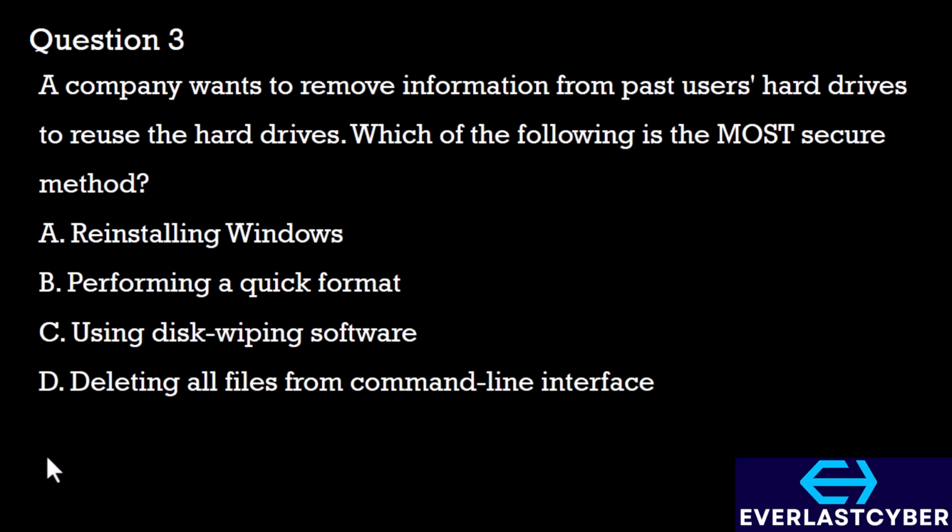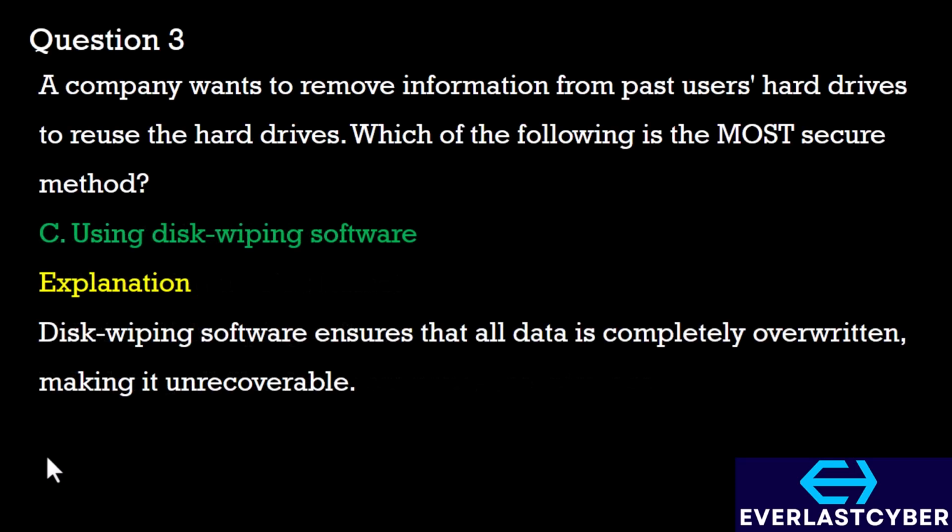Using disk wiping software ensures that all the data is completely overwritten and it makes it unrecoverable. While for option D, deleting files using the command line interface only removes the file references from the directory. However, the actual data remains on the disk until it is overwritten. So for this, we'll be going with option C, the disk wiping software. This will ensure that all the data is completely overwritten and unrecoverable. This method is more secure than the other options, so that's why we're going with this.